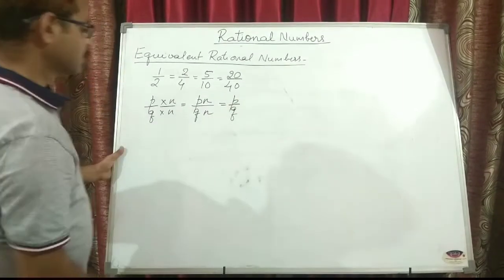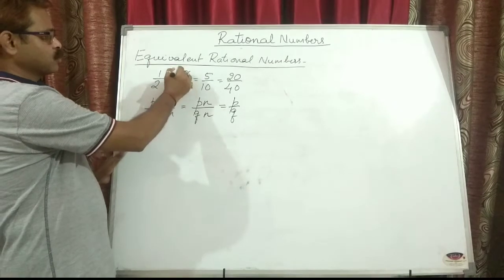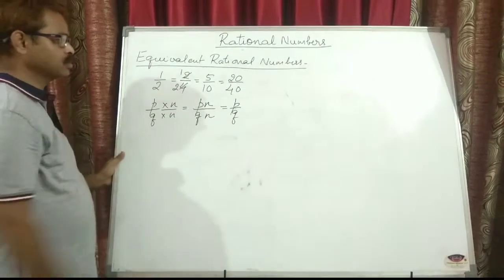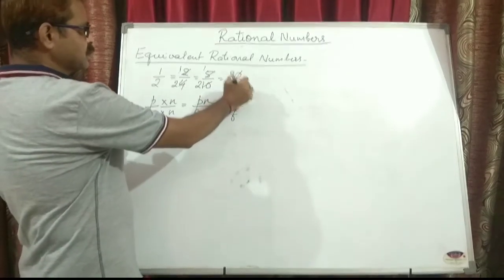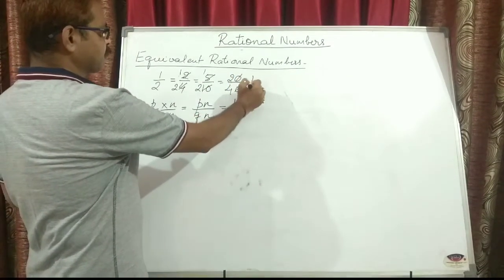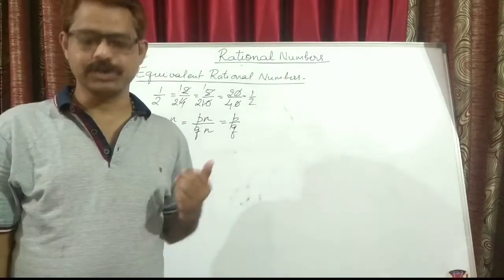Now if you look at the example, this is 1 upon 2. 2 upon 4 can be cancelled: 2 1s are 2, 2 2s are 4, it comes out to be 1 upon 2. 5 upon 10: 5 1s are 5, 5 2s are 10, 1 upon 2. 20 upon 40: 0 and 0 cancel, 2 upon 4, finally you will get 1 upon 2. So these are known as equivalent rational numbers.